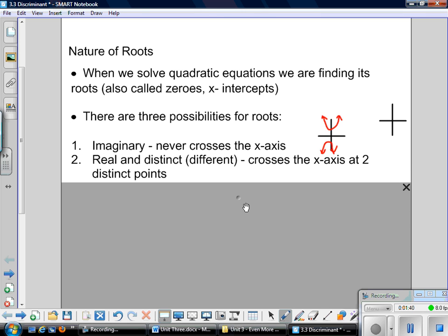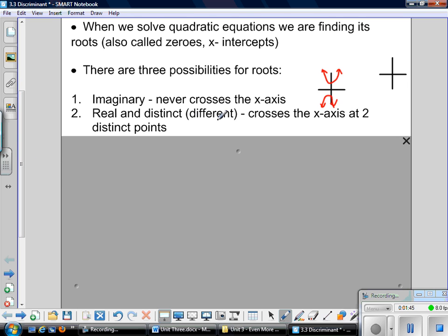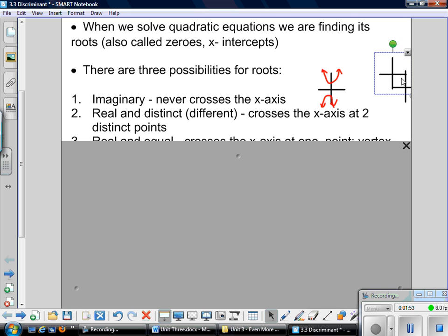The other kind means that we have what we call real and distinct, distinct meaning different, and it means that it crosses the x-axis at 2 points. So if I take this, and I'm going to clone it and bring it down here, what happens in this case, it just means that the parabola will cross at 2 places. Okay, 2 different places. You can see this one's a negative one and this is a positive one. And again, it could open downward and create the same thing.